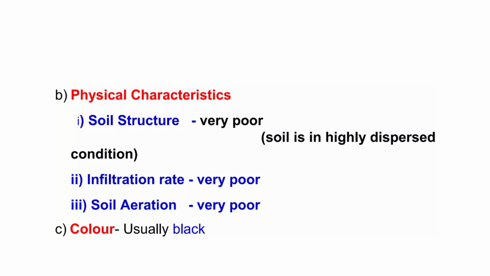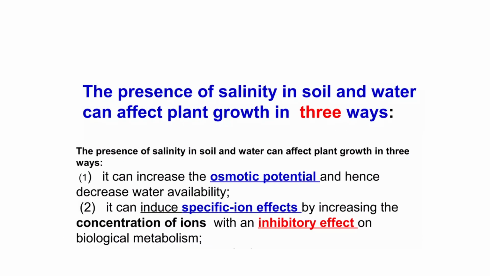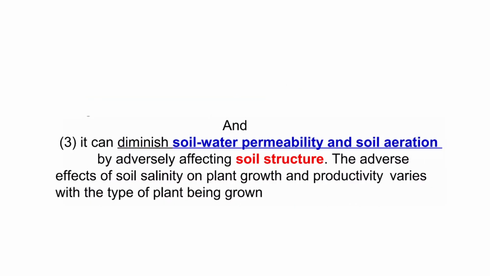The soil will be in a highly dispersed condition, and the permeability and infiltration rate of the sodic soil will be very low, and the soil aeration will be low. The normal color is usually black. Now we have to see how it affects plant growth. How does salinity affect it? It increases the osmotic potential, because the salt means you have more dissolved matter. It can induce specific ion effects by increasing the concentration of ions, and also has an inhibitory effect on biological metabolism. It can diminish the soil water permeability and also the soil aeration.